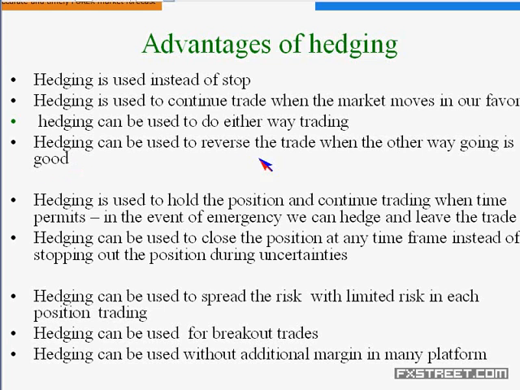Then hedging can be used to reverse the trade when the other way is going well. Say suppose you have taken a buy position at 1.31 and at 1.3070 you have kept the hedging, and the hedging makes continuous profit for about 2 hours. Then simply close your buy position with say 40 pips or 50 pips loss and keep stop at entry in the hedging position and let them continue to drop. You maximize the profit on that downside. So you lose about 50 pips on closing your buy position. You make about 70 to 80 pips profit on the sell side, and you make about 30 pips net profit and are out of the position.